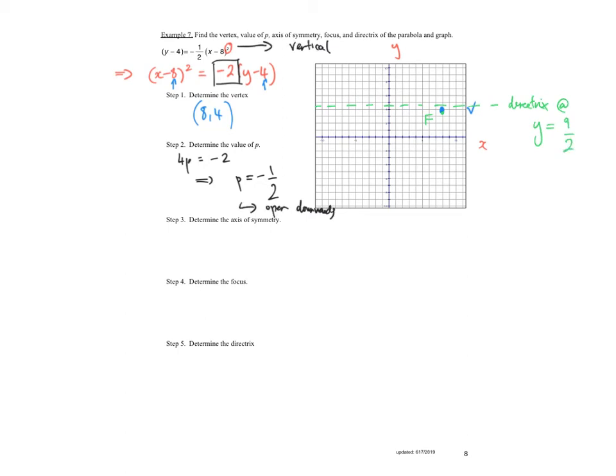Our axis of symmetry, as always, passes through the vertex and the focus. So we have our axis of symmetry at x equals 8. Our focus has coordinates 8, 3.5, right? I subtracted 1/2 from the y coordinate of 4 to move downwards, and for the directrix, we added that half to the y coordinate of 4 to get y equals 4.5.